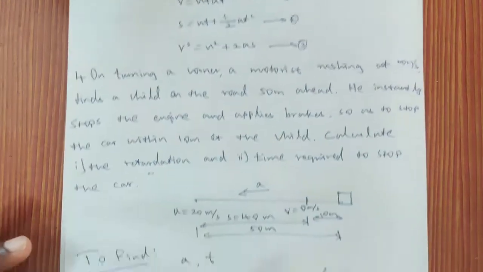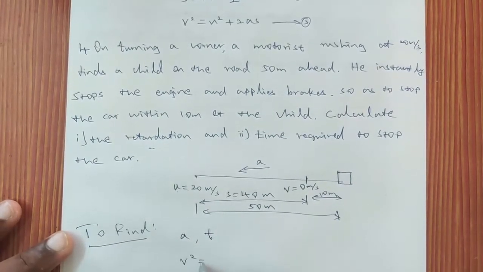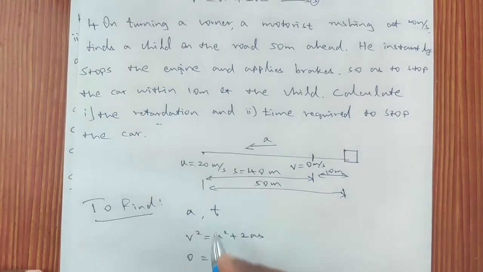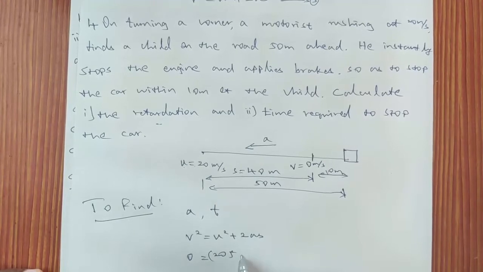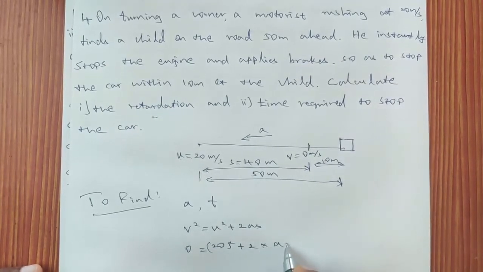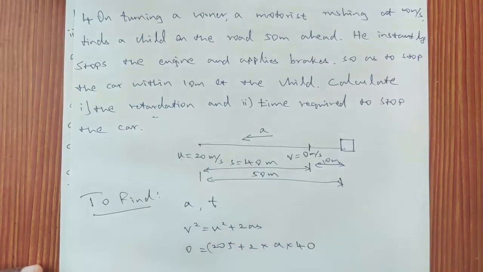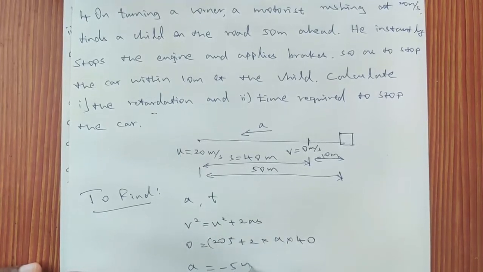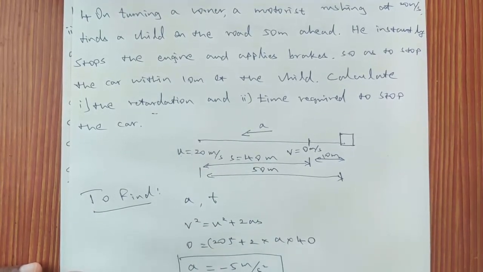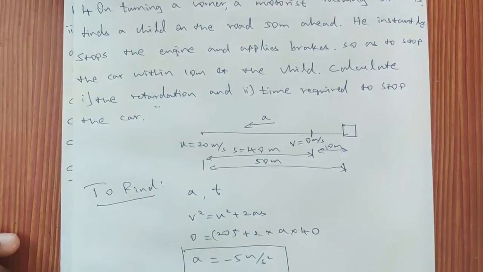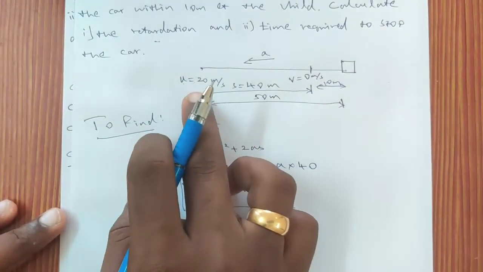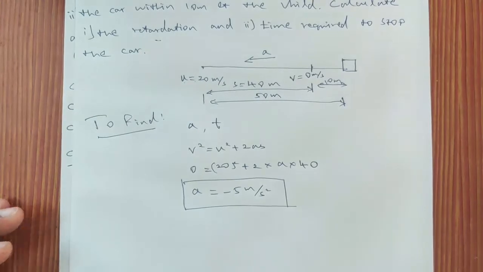So we can use equation number 3, that is v square is equal to u square plus 2as. The final velocity is 0. So 0 is equal to 20 square plus 2 into a into the distance travelled by the car, which is 40. If you solve this, you will get a is equal to minus 5 meter per second square. Always the retardation will be in the opposite direction, that is why we got the negative sign. Because here we have reduced the velocity from 20 to 0, it is called retardation.